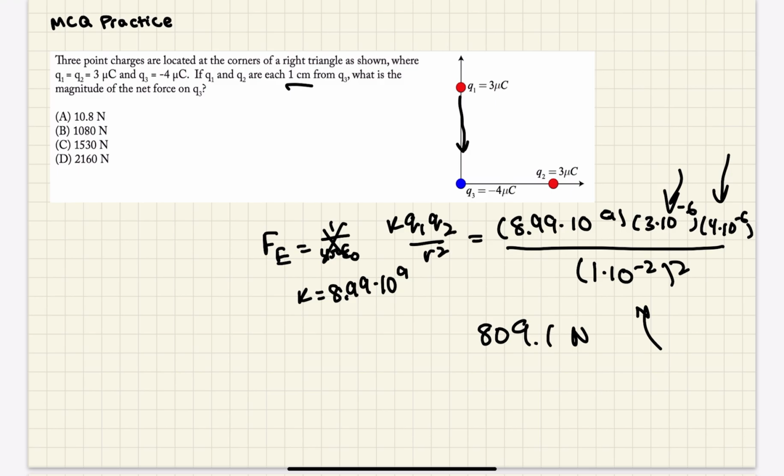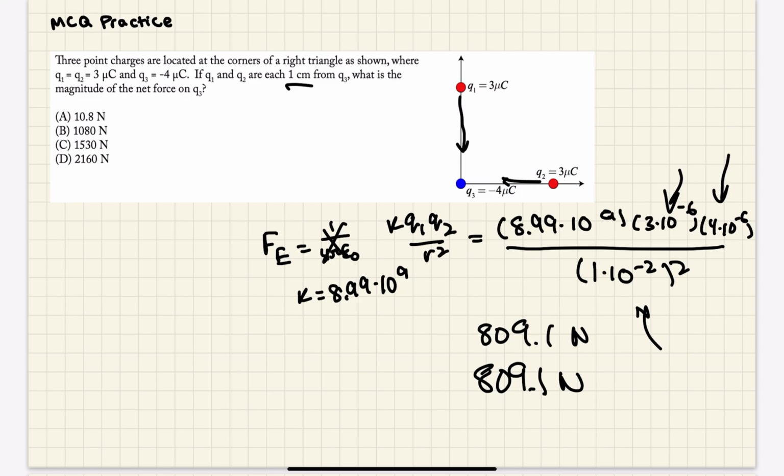And then we have to do the same force here. It's actually going to be the same exact force and same charge, same distance. So it's also going to be 809.1. And if you look at it, you add them, you get 1618.2. That's not any of the answer choices. Did we do something wrong? Not quite. We didn't do anything wrong with the force calculations. It's just that since it's a vector sum, you have to do Pythagorean theorem, basically. It's a very nice vector sum. You don't actually have to find the components of the vector in this case, but you do have to do the Pythagorean theorem.